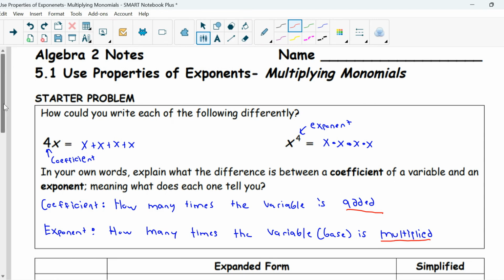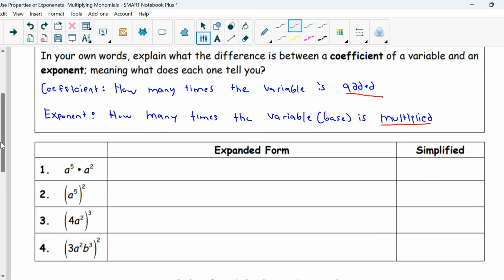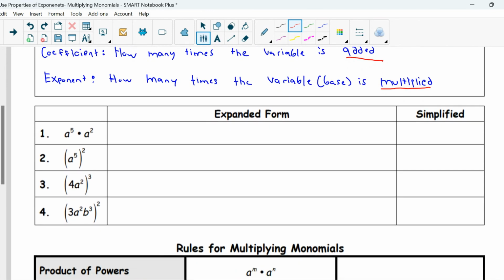All right. So down to the next section, we are looking at expanded forms. I'm only going to do numbers 1 and 3 as of now. We can do the others together in class. Remember, the exponent tells us how many times the variable or base is being multiplied. So for the expanded form of this one, we have a to the 5th power. That means we are multiplying a 5 times. So that'd be a times a times a times a times a.